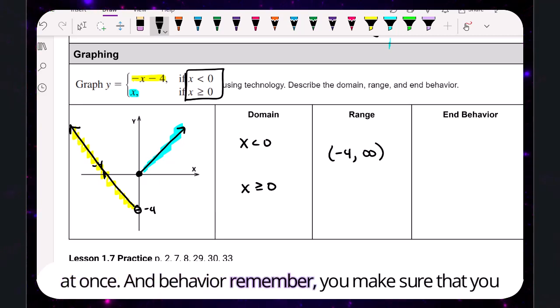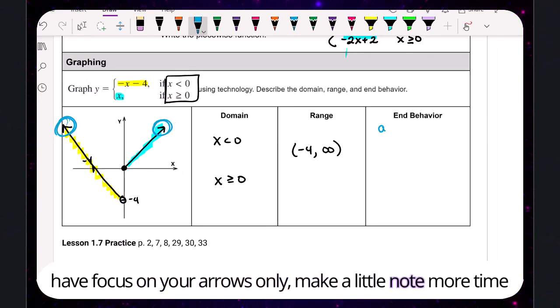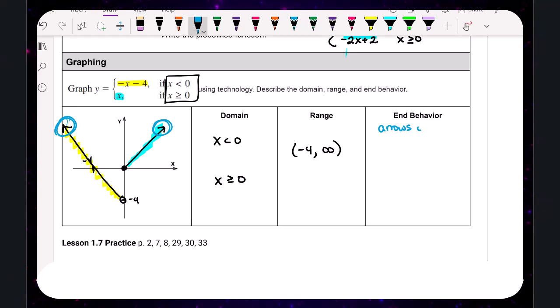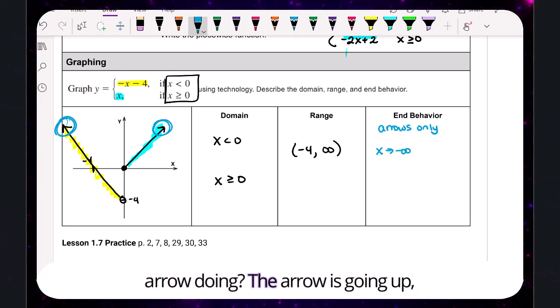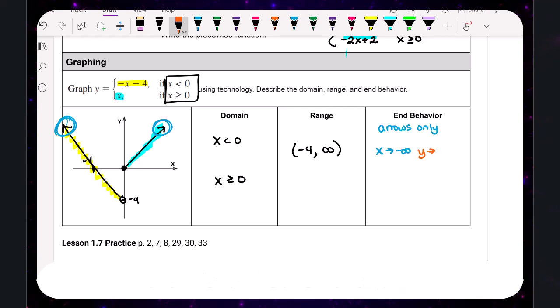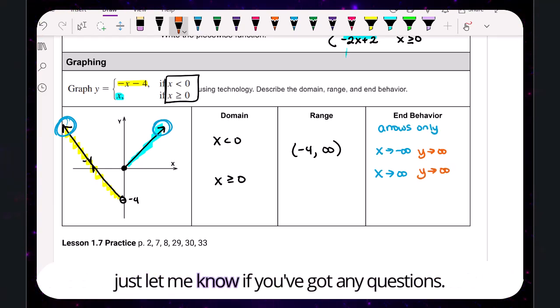End behavior, remember, you make sure that you have focus on your arrows only. Let's make a little note one more time on here. So arrows only. If you are approaching the left side, what is the arrow doing? The arrow is going up. And the right side, the arrow is also going up. And that's it. And just let me know if you've got any questions.